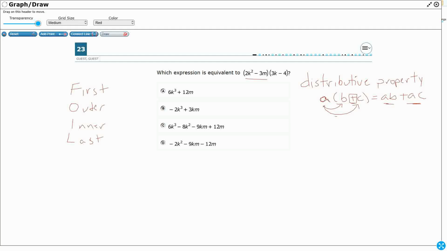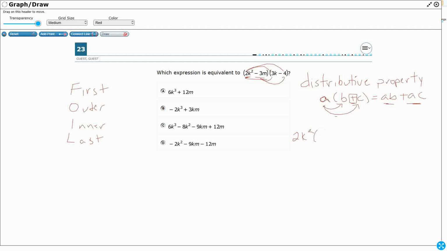So what that means is we need to take each of these and then multiply them by the 3k minus 4. So we need to take the 2k squared and we need to multiply it by both of those. And then we need to treat this as a negative 3m and multiply it by both of those. So we're going to end up with 4. So we're going to take our 2k squared. That's our first. So the first in each is going to be that.